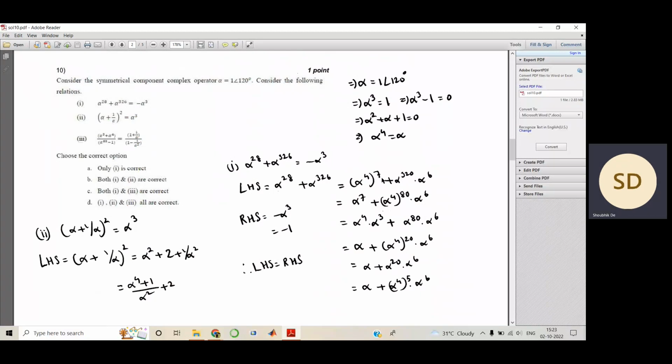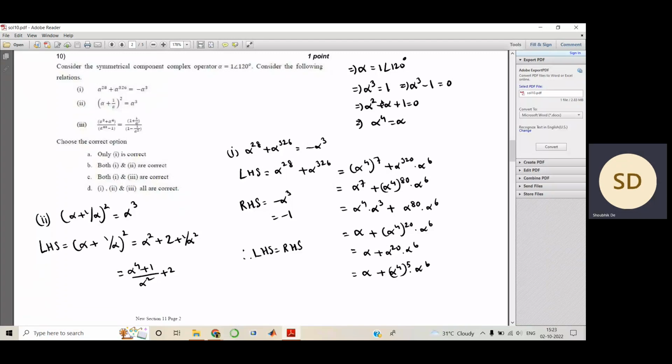As we know that alpha to the power 4 is alpha to the power 1, right? So this becomes alpha to the power 7. And also this 320 we can write as alpha to the power 4 into 80. So again this becomes 1 here, right? So this becomes alpha to the power 80, and we can write alpha to the power 7 as alpha to the power 4 into alpha to the power 3, right? So again, as we know, alpha cube is 1, so this becomes 1, and alpha 4 is alpha, right? So this whole term becomes alpha.